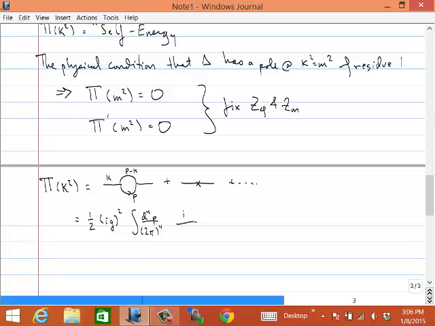We have the propagator on top, so let's rewrite that a little more carefully. That's i over (p minus k) squared minus m squared plus i epsilon. And then we have the propagator from the lower vertex, on the lower half of that loop diagram, which is i over p squared minus m squared plus i epsilon.